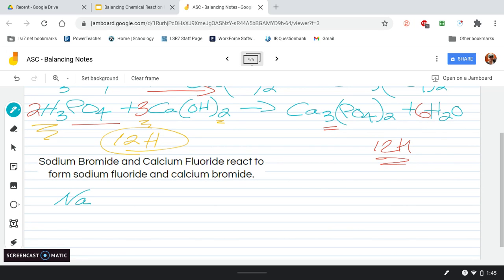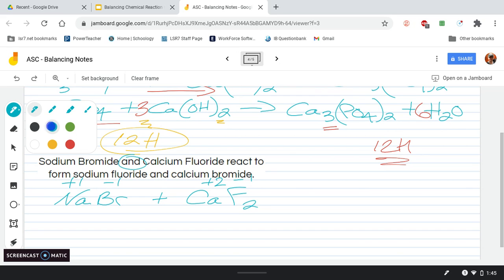Getting better. NaBr, +1 -1. Okay, and there's a plus sign. Ca +2. F is -1, so it's a CaF2. Don't forget the crisscross. I mean, always happens, but students forget this part, right? Like, that's a big deal. You don't want to forget something that would get the problem wrong.